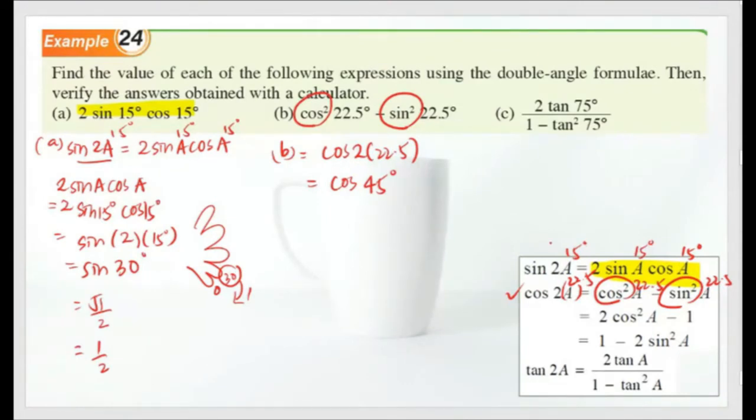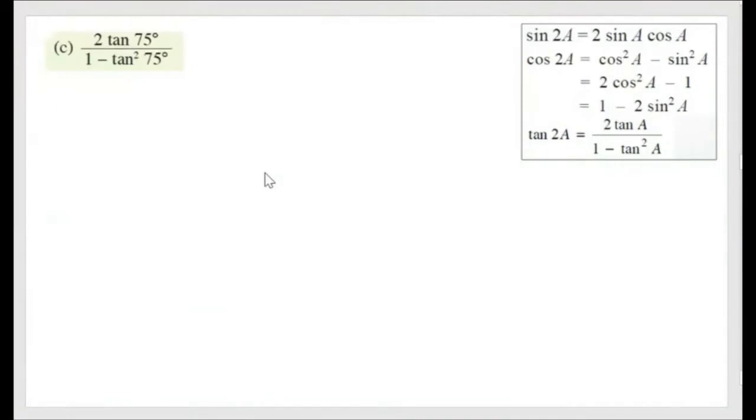With a calculator, just write the value. If without a calculator, use your hand: 0, 30, 45. Okay, 45, cos goes up, goes up 2, so square root 2 over 2. That's it. Okay, then now we go to (c).